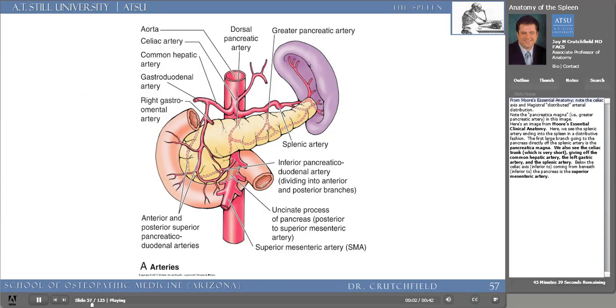Here's an image from Moore's Essential Clinical Anatomy. Here we see the splenic artery ending into the spleen in a distributed fashion. The first large branch going to the pancreas directly off the splenic artery is the pancreatica magna. We also see the celiac trunk, which is very short, giving off the common hepatic artery, the left gastric artery, and the splenic artery. Below the celiac axis, coming from beneath the pancreas, is the superior mesenteric artery.